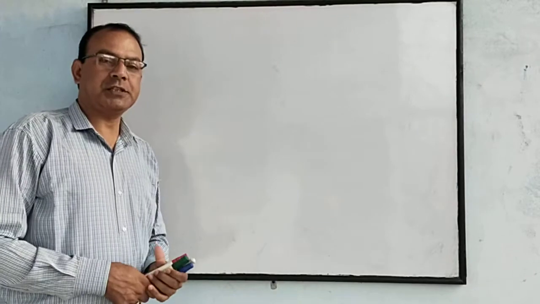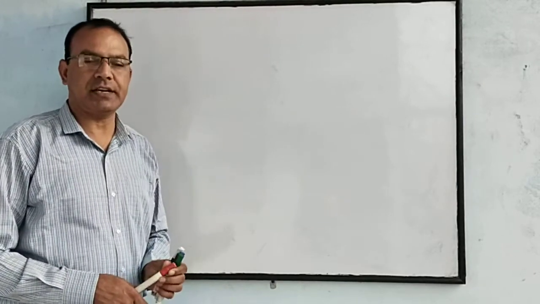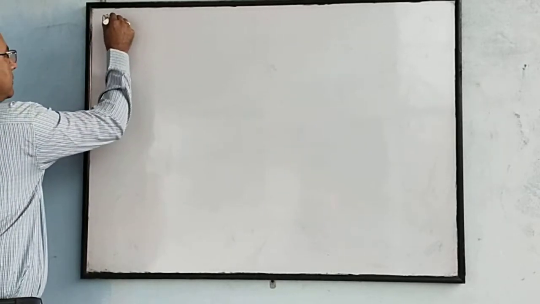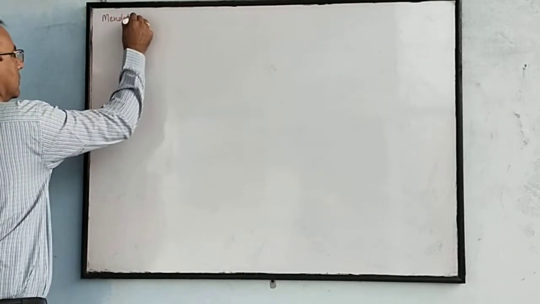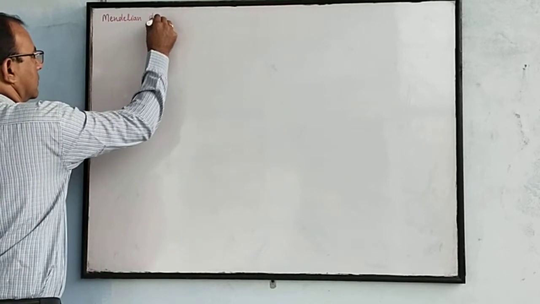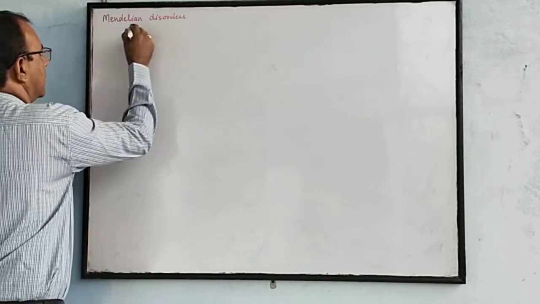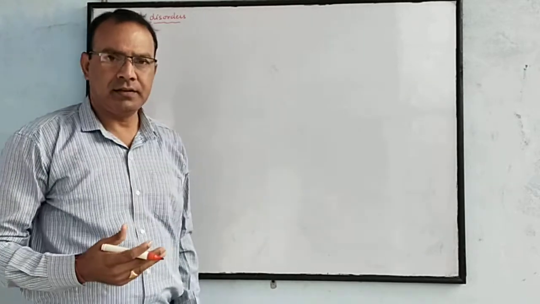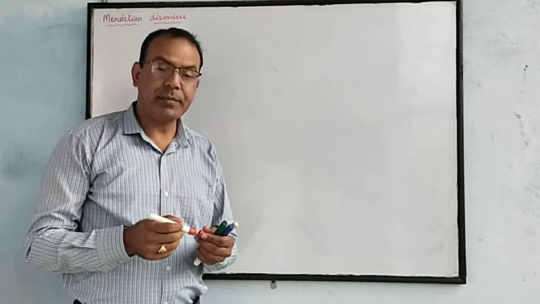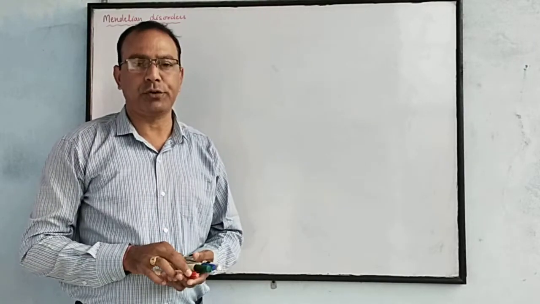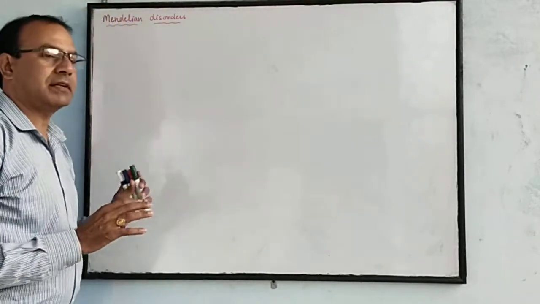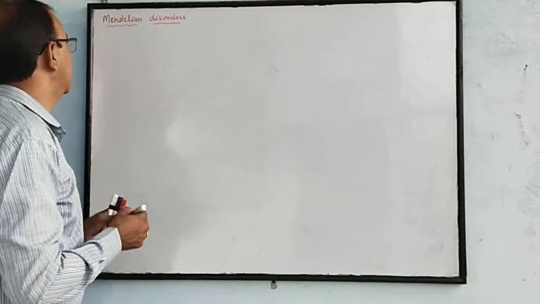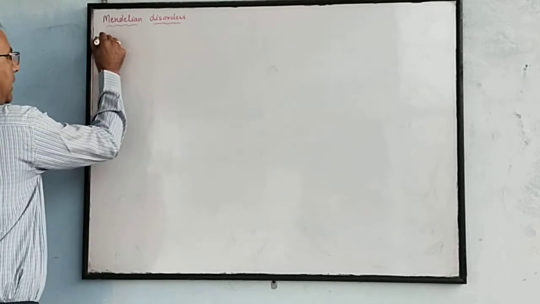Hello students, in this part we will discuss Mendelian disorders and chromosomal disorders. Mendelian disorders. We have discussed Mendelian disorders such as color blindness, haemophilia, sickle cell anemia, thalassemia and phenylketonuria. In this part we will discuss all these different types of Mendelian disorders briefly. First of all, we will take color blindness.